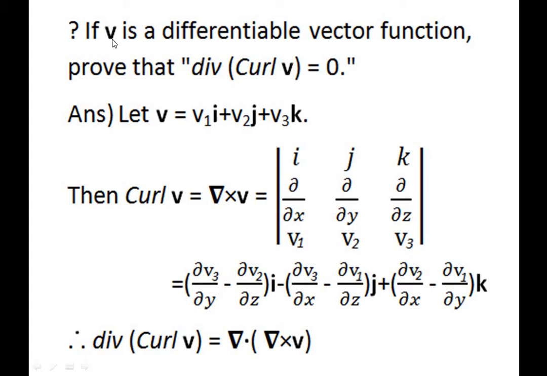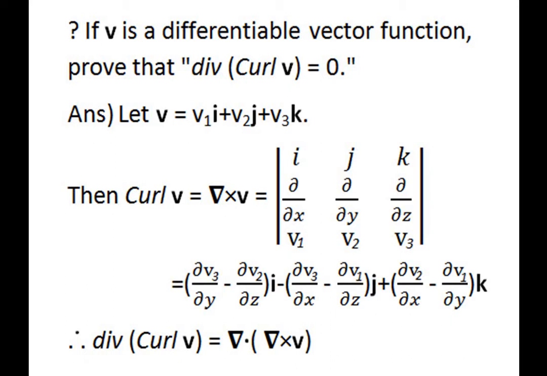That is, we have a differentiable vector function v, then we want to prove the divergence of curl v equal to 0. That is, first we consider a vector v, then taking whose curl, then whose divergence is equal to 0. That is, divergence of curl v equal to 0. So we start. Let v equal to v1 i cap plus v2 j cap plus v3 k cap, which is the vector function, that is differentiable vector function.